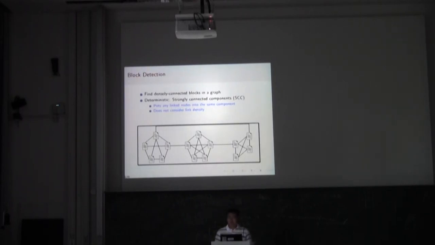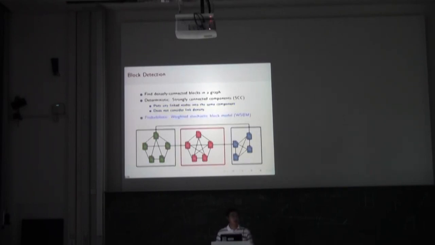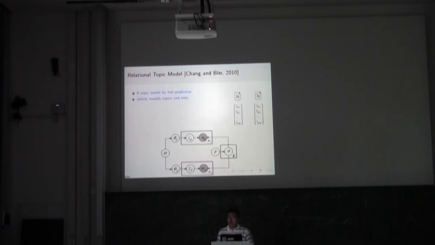And of course, this does not match reality, because we can intuitively find 3 blocks in this network. So we prefer a probabilistic method named the stochastic block model, which is able to identify the 3 blocks in this network as denoted by the colors. The stochastic block model only considers the links, but it does not take the content into account. So Chang and Blei have proposed a relational topic model which considers the content and jointly models the topics and links.